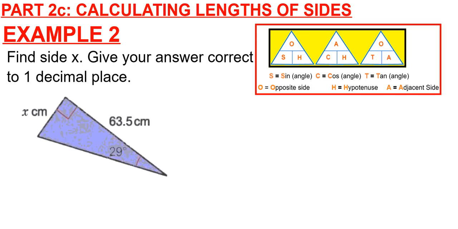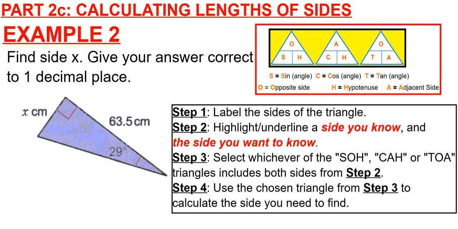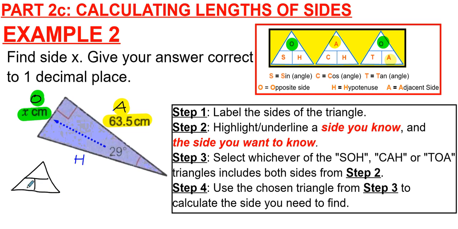Example 2, similar idea. So in case you can't quite see it because of the contrast, that's 29 degrees. Let's go over it for you. And we want to find out side x. So let's follow the same old ritual. So label the sides: opposite, hypotenuse, adjacent. What we do know is the adjacent, so colour it in. What we want to know is the opposite, so colour it in and highlight it in the triangles. Yet again, the TOA is the most colourful triangle, therefore the one we're going to be using. So copy out the TOA triangle.